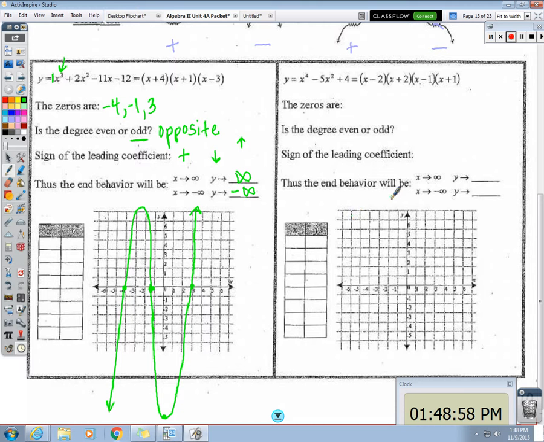Okay, now let's try this one. X to the 4th minus 5x squared plus 4. This time we have 4 factors, and why is that? It's degree 4. Look, it's degree 4. See how the 4 is the highest exponent? What do we call degree 4? Quartic. Okay, what are the zeros of this function?